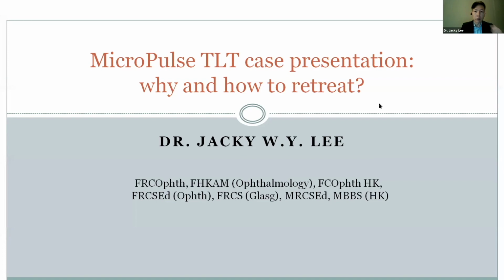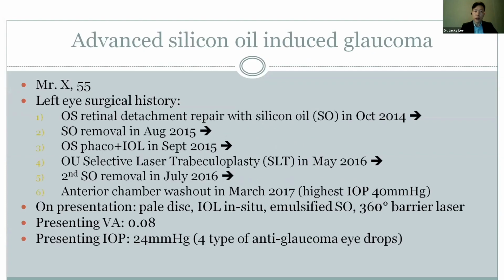So I think most of the technical aspects have been covered very comprehensively by our earlier speakers. What I would like to talk about is focusing on when a single treatment of TLT does not go in the direction that we want, does not achieve the target pressure that we want, what we should do and how we should retreat, if we decide to retreat at all. So I would like to share a particular case.